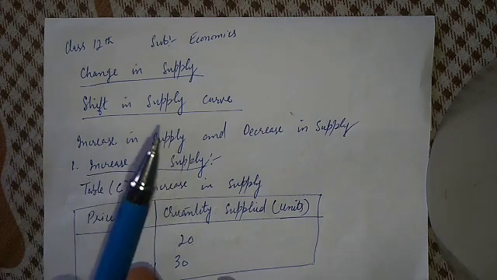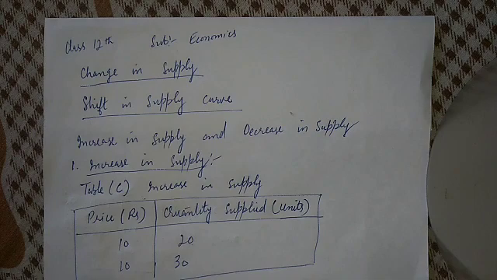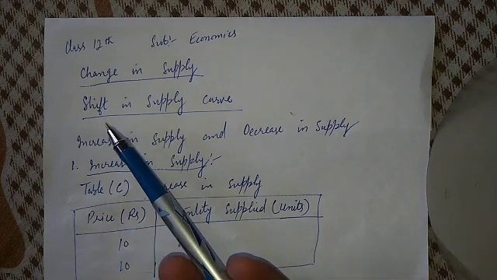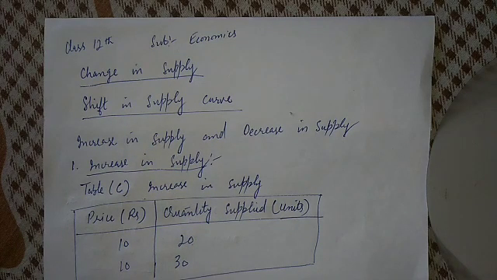See, change in supply refers to increase or decrease in quantity supplied of a commodity in response to change in other determinants of supply other than price of the same commodity. So it refers to shift in supply curve, forward shift or backward shift.